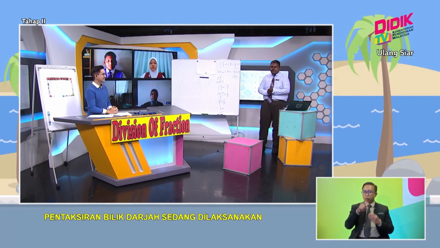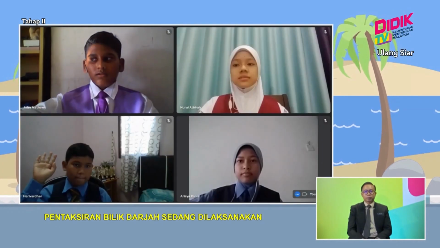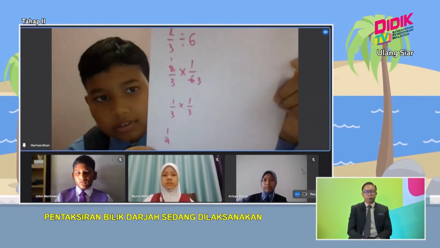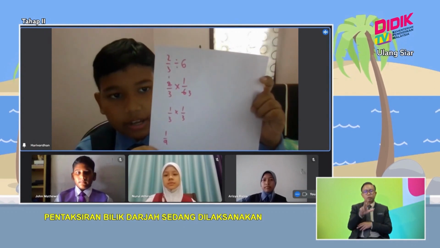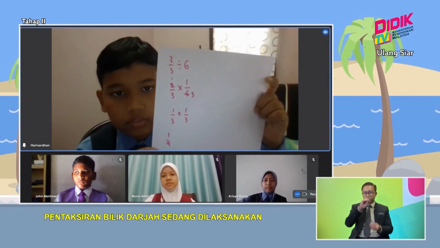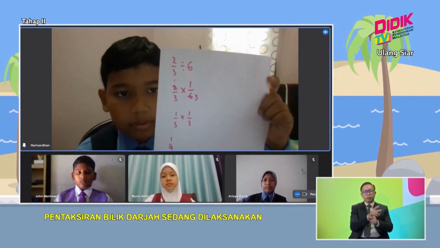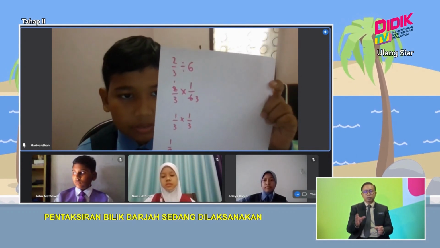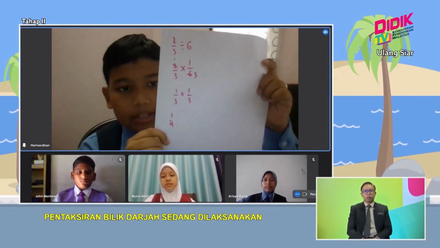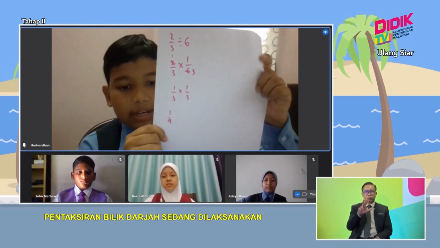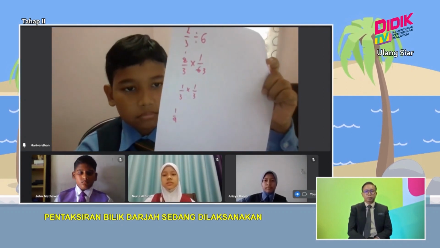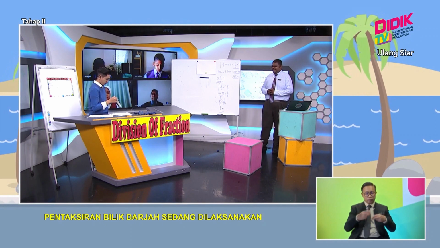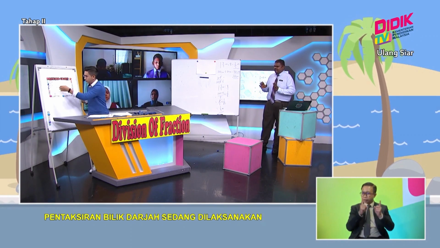How about the second question? Who can help me on the second question? So 2 over 3 divided by 6. The second question is 2 over 3 divided by 6. 6 is a whole number, so we have to invert it to multiply. So it will become 1 over 6. So we get 2 over 3 times 1 over 6. We can simplify 2 and 6 to become 1 and 3. So it will be 1 times 1 over 3 times 3. So the answer will be 1 over 9. Very good, Hari. Thank you for the correct answer. Shall we reward him? Yes, we shall. Hari gets a star. Your star is on the way, Hari.